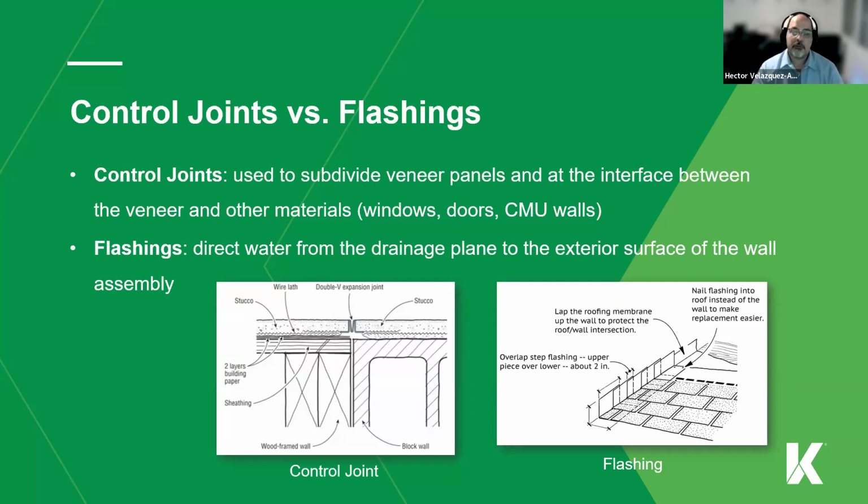My control joint, if I've got my wood frame on my second story and CMU at the bottom, you're going to have your control joint, which typically serves as a weep screed, as well as you can see here, the double V expansion joint. If you have a roof to a wall, it's going to be my flashing. You're going to have flashing on your windows. Those areas are designed to direct the water away from my structure. That's the whole purpose behind them. So please keep them intact.